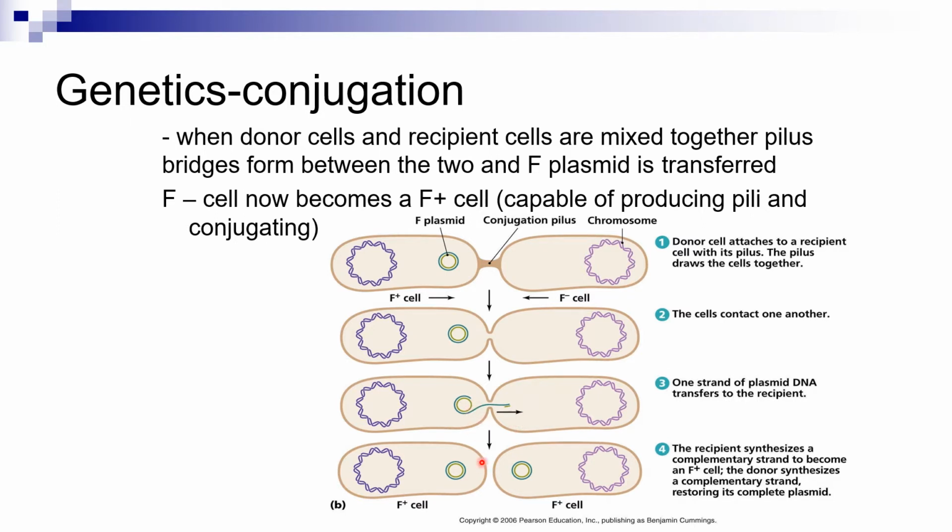And as that's happening, this will be made whole again, we will make it double-stranded again. And as this one strand's coming over here, it will be made double-stranded as well. So now we end up with that plasmid in both of these. Now this cell is an F plus cell. It means it can pass that plasmid to other F minus cells in this same process.